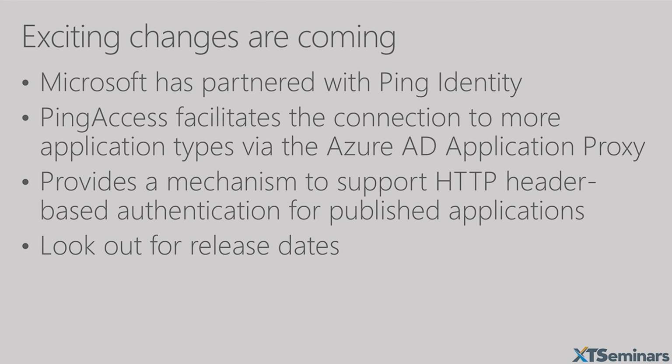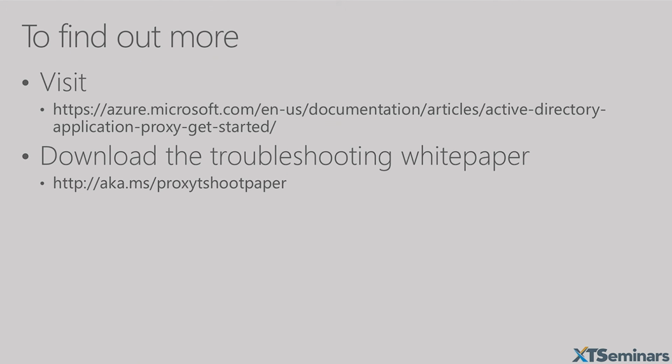And then beyond the exciting changes, if you want to find out more, have a look at that particular URL there, which will get you started with application proxy. If you want a lot of technical detail, there's the troubleshooting white paper I wrote for the product group a while back. One thing I would say is just remember the initial pre-authentication flow. If you want to know how 80% of people are using it, it's as in these slides I just showed you, and a smaller percentage is using the code flow, which is currently in the white paper.